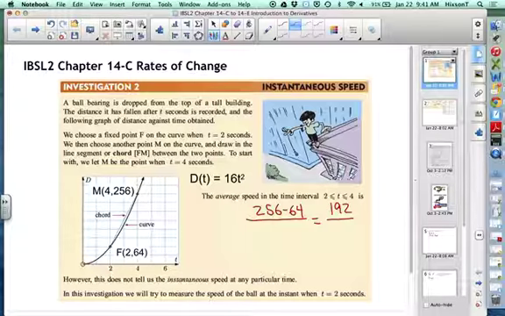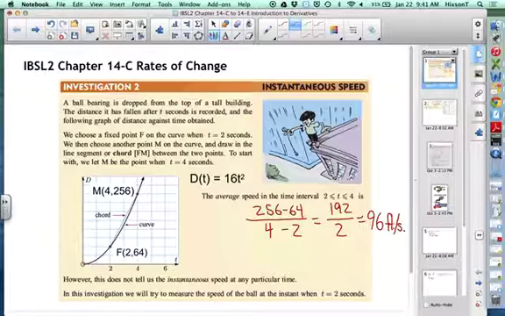Now I have to divide that by the amount of time that's elapsed as well, which is how long? 2 seconds. Because this occurred at 4 seconds and we started at 2 seconds, so 4 minus 2 is 2. So my average speed over the course of that interval is what? 96. And we would be in feet per second.